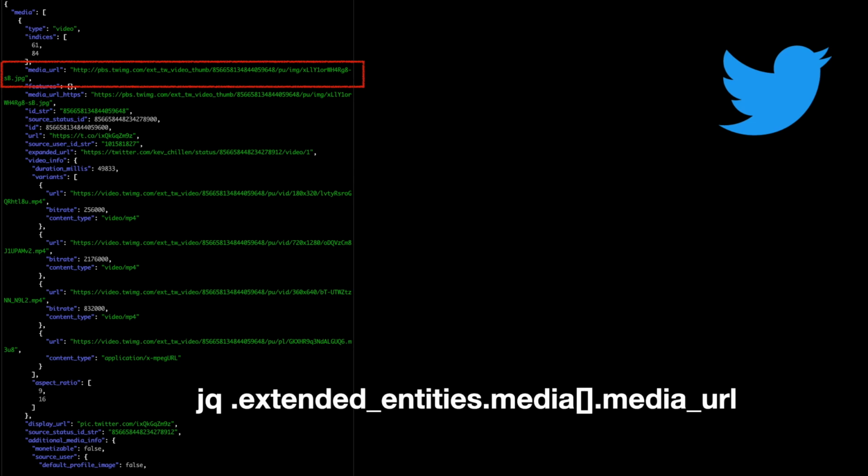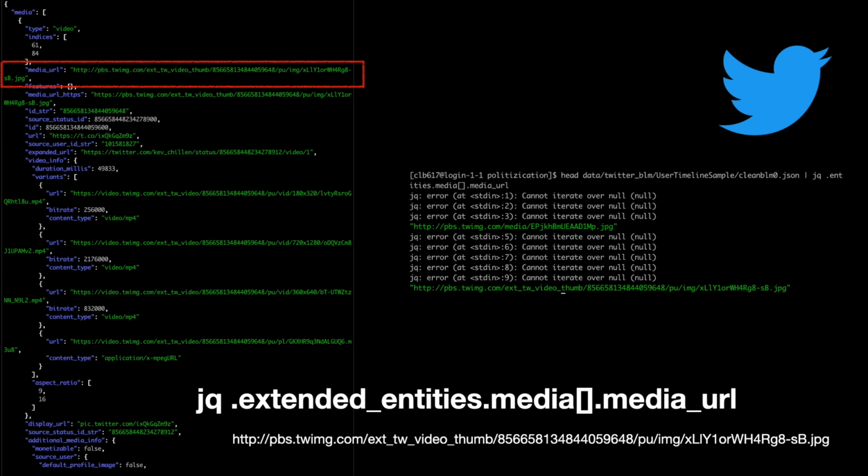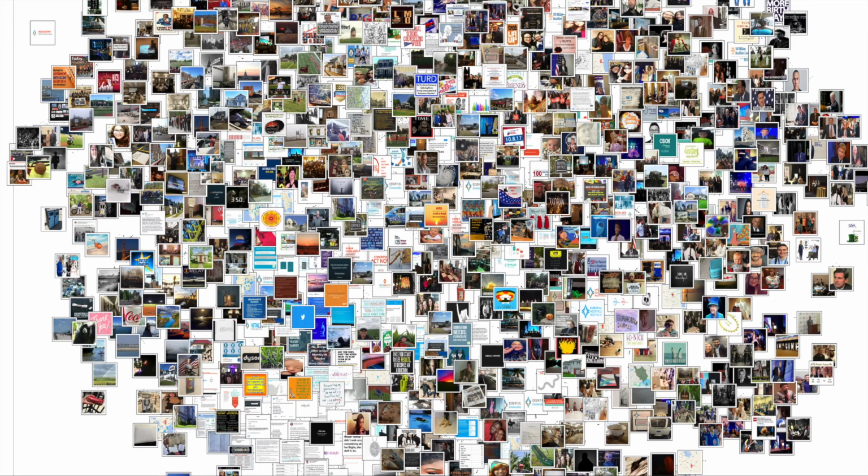We can get more sophisticated if we look at the extended media information. If we're looking at a particular video, we can look at extended entities in our tweets and at this array of media content, and for each piece of media content we can pull a media URL that we can then use to download that piece of media to do our own analysis. Here is an example of using jq to parse through a bunch of tweets and figure out what kinds of media content are embedded in these social media messages.